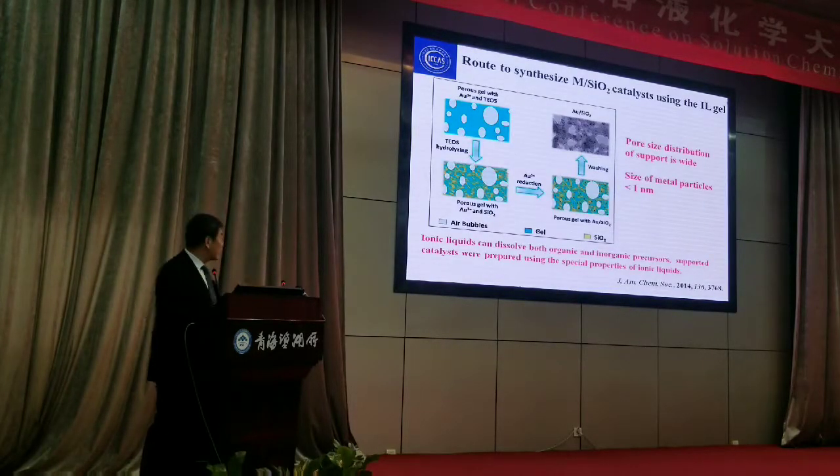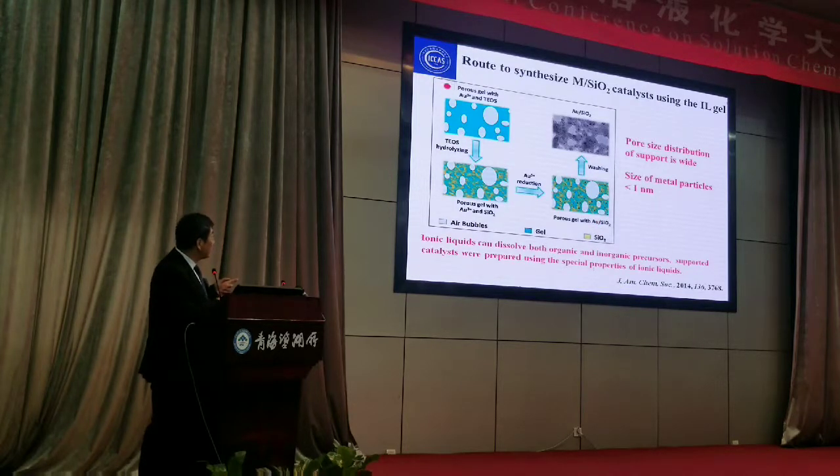We know that ionic liquid can dissolve both organic and inorganic precursors for catalysts. Then, using these special properties, we devise a method to synthesize the heterogeneous catalysts. You see here, we dissolve all the precursors into an ionic liquid and water, and after reduction of that, we remove solvent, we can get special catalysts.